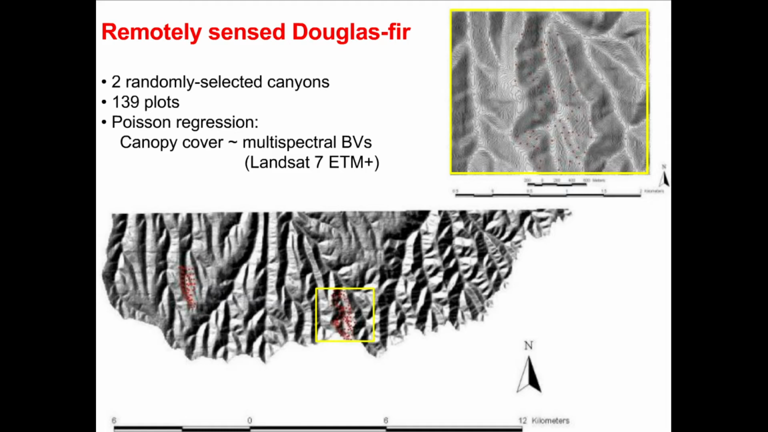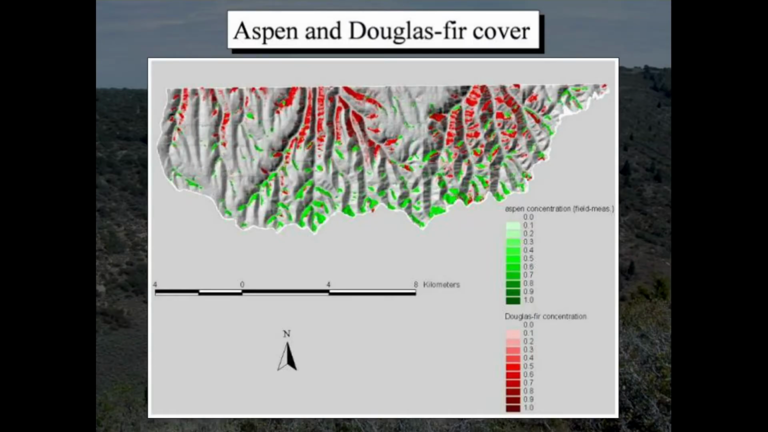Those results were then used to train a regression of Landsat 7 thematic or enhanced thematic mapper multispectral variables. So it was a remote sensing regression to get percent cover of Douglas-fir. And so from the Quaking Aspen, we subtracted the Douglas-fir cover and got to decrease the interior cells from cover of 1 to somewhere between 0 and 1. So this is what the final map of aspen and Douglas-fir cover looked like.